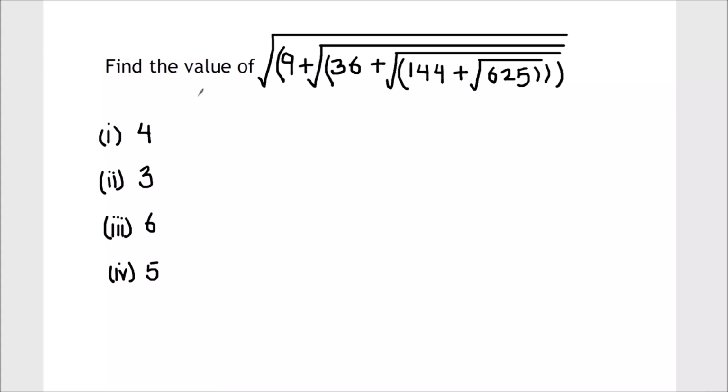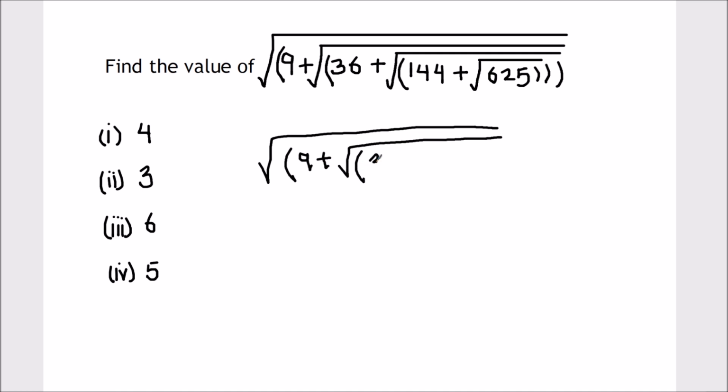Hello students, so let's find out the value of this expression. Let's rewrite our equation, which is 9 plus square root of 36 plus square root of 144 plus square root of 625, and square root of 625 is 25.